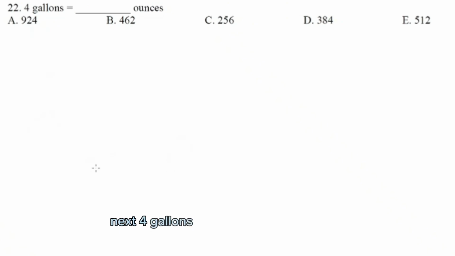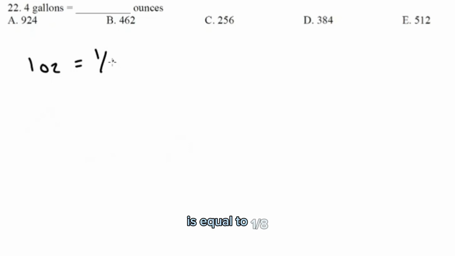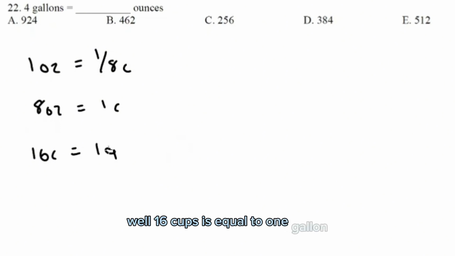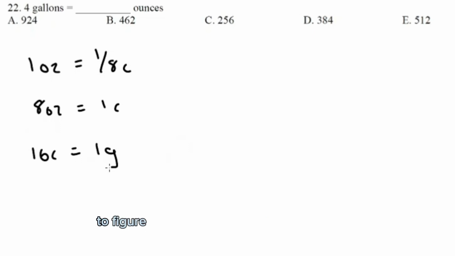Next, 4 gallons equals how many ounces? Alright, so there's one easy way of doing this. So first, 1 ounce is equal to 1/8 of a cup, or in other words, 8 ounces is equal to 1 cup. Alright, but we're looking for gallons here. Well, 16 cups is equal to 1 gallon. That means we can just do 16 times 8 to figure out how many ounces are in 1 gallon, and from there we can do that times 4 to figure out how many ounces are in 4 gallons.